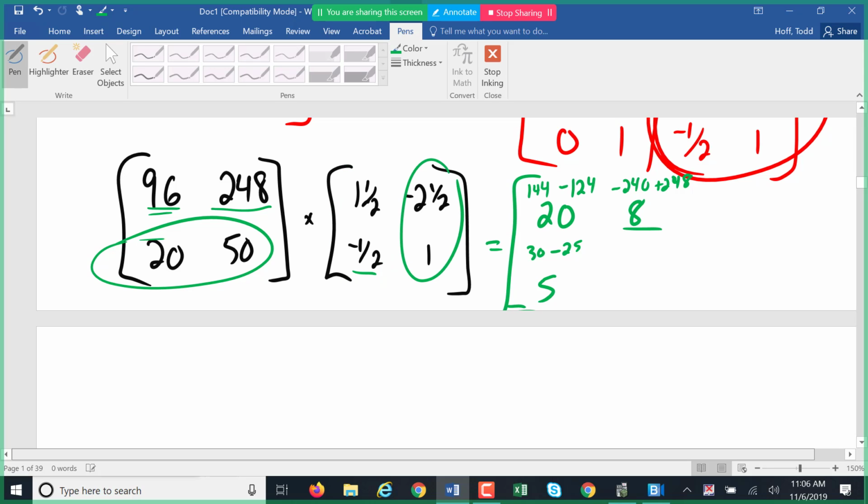Then we got row 2, column 2. 20 times negative 2.5 is negative 50. 50 times 1 is a positive 50. That adds to make 0. So we get 20, 8, 5, 0. 20 was T, 8 was H, 5 was E. So we do get back to our original word.